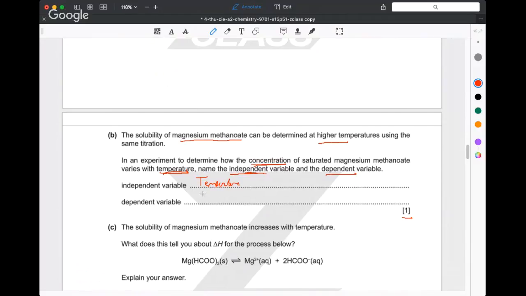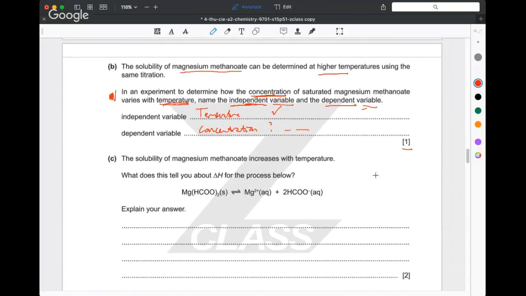So that's the independent variable, and the one that's going to be dependent on the temperature is going to be the concentration. Now most students got that according to the examiner. Some students didn't get that. They were saying other things like the volume that you measured in the titration or the solubility of the magnesium methanoate. But really the clues are all in the question if you read it carefully, because the experiment is to determine how the concentration is affected by the temperature. So the 2 variables are actually in the question, aren't they? You shouldn't get that wrong. It's only 1 mark there.